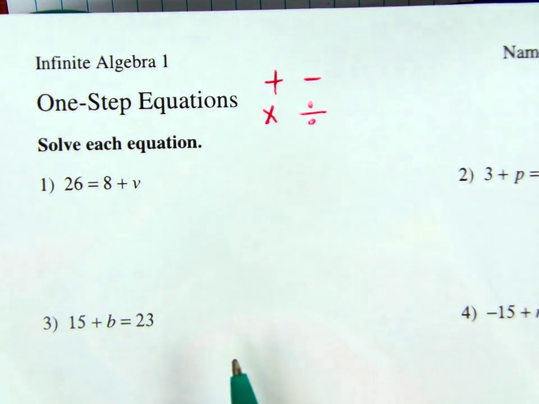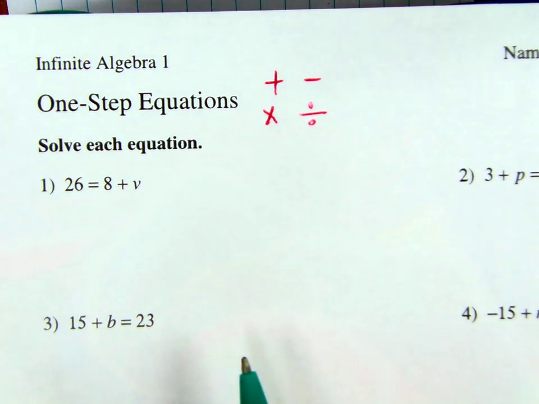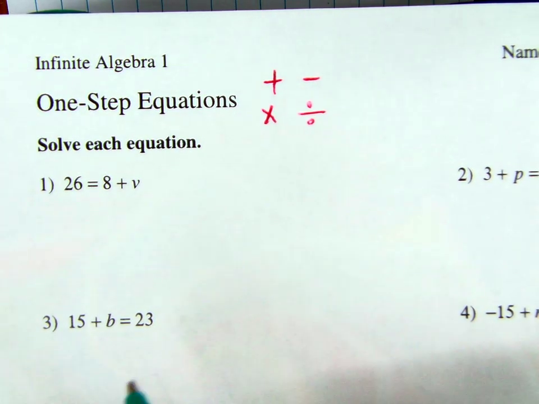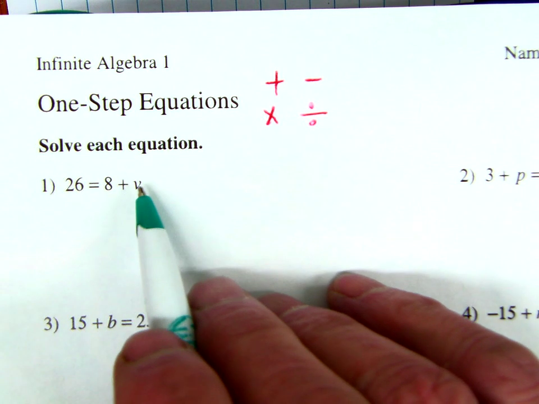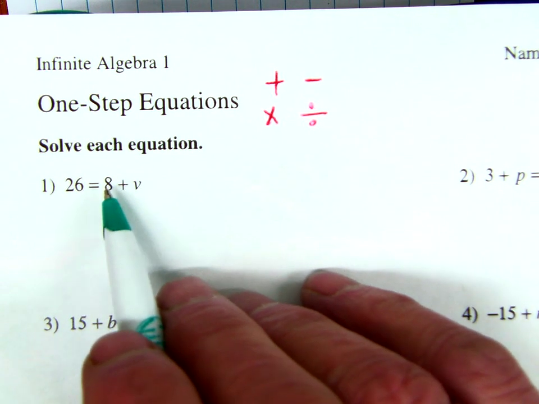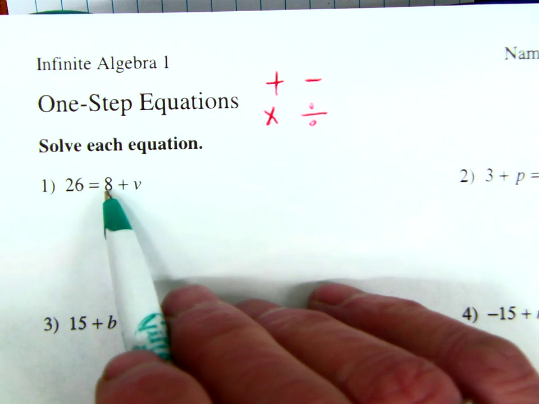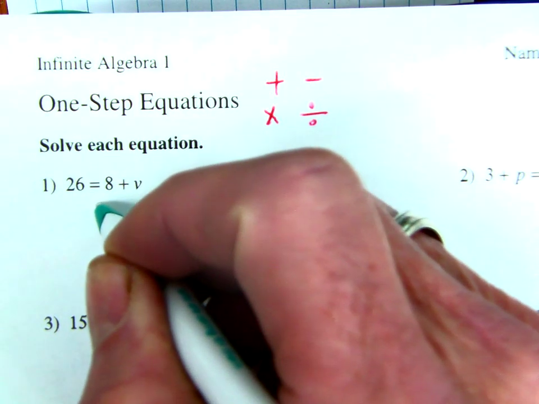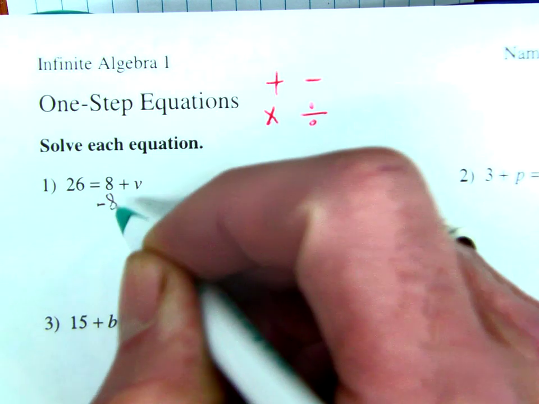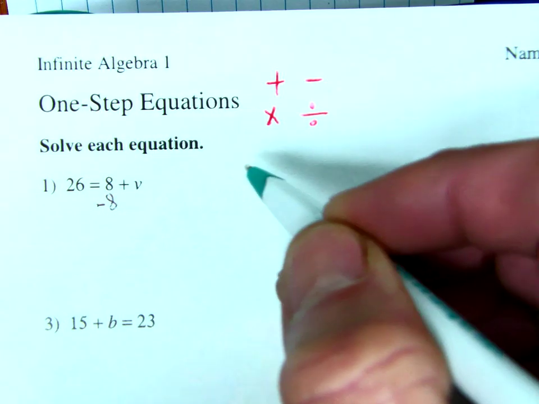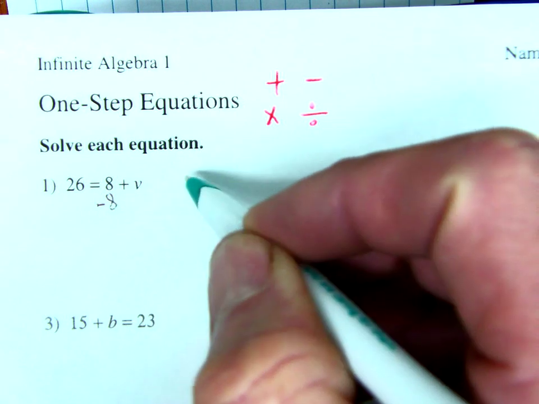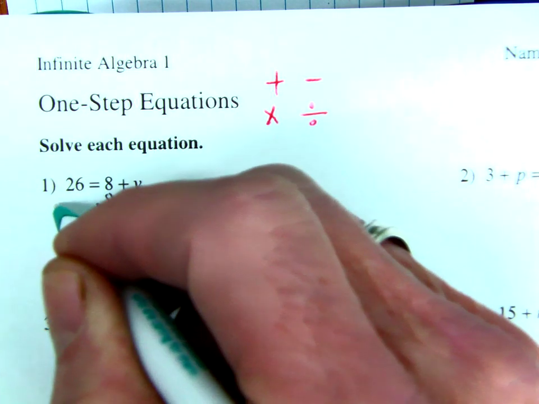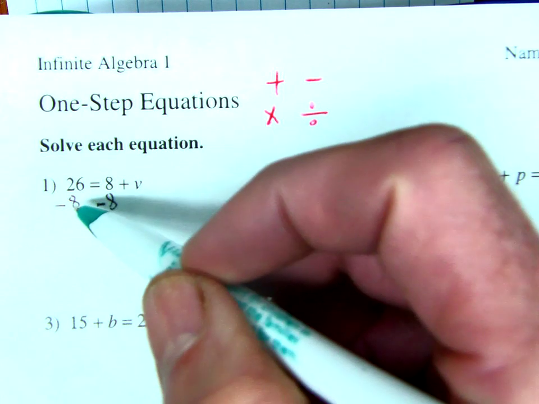We have to keep the equations even. So if we do something to one side, we have to do it to the other. In number 1, it's clear that 8 is being added to V. The 8 we need to think of as being a positive number where it's at. The opposite of it would be the negative value, or minus. In number 1, we want to subtract 8 from this right-hand side. But if we take 8 off of this side, to keep things even, we must also take 8 off of this side.